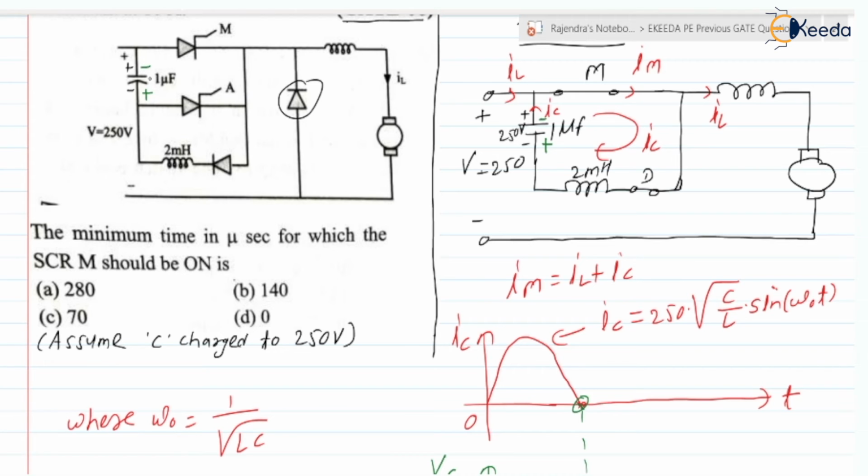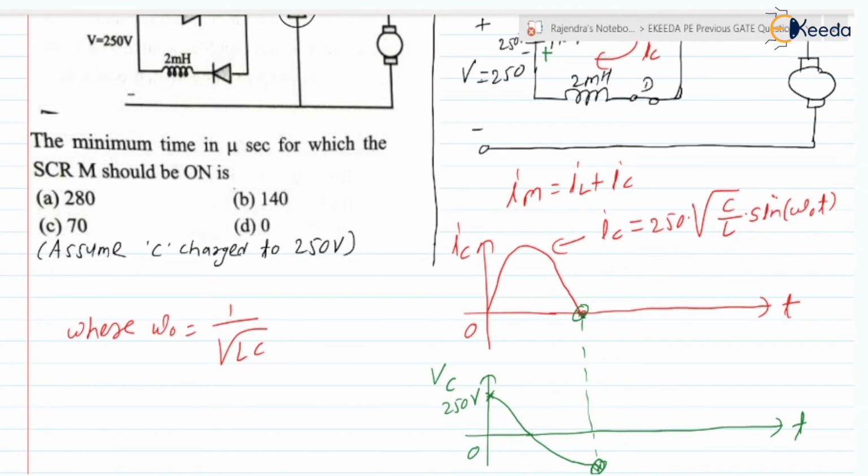This indicates the minus voltage. This indicates the plus voltage. Okay, so this is the plus 250 and this one is the minus 250. Okay, so now suppose at this instant, and what about this instant?